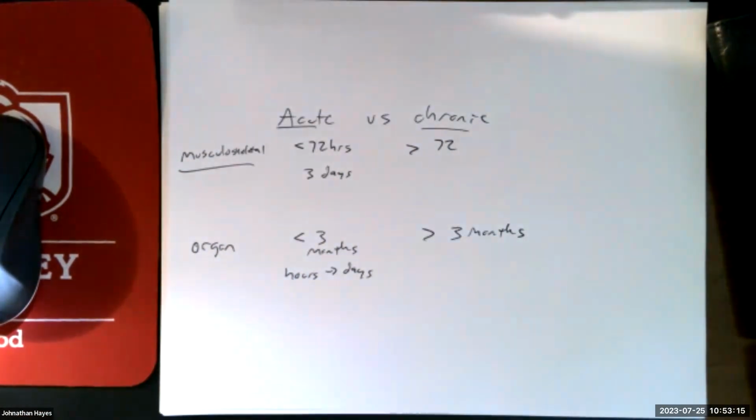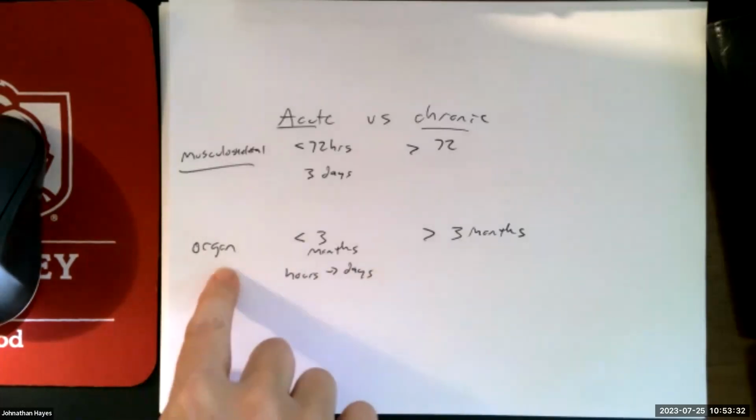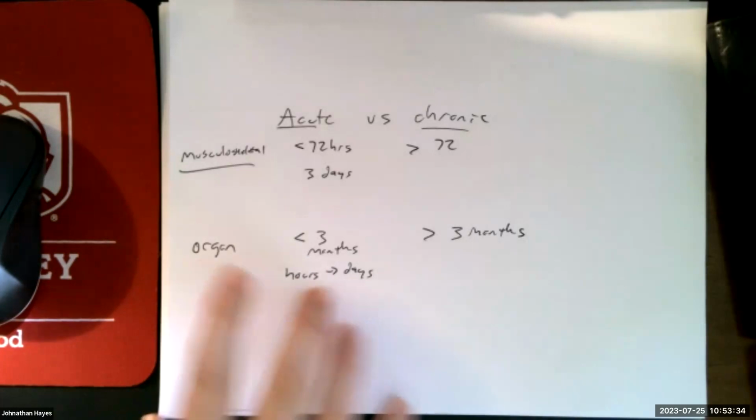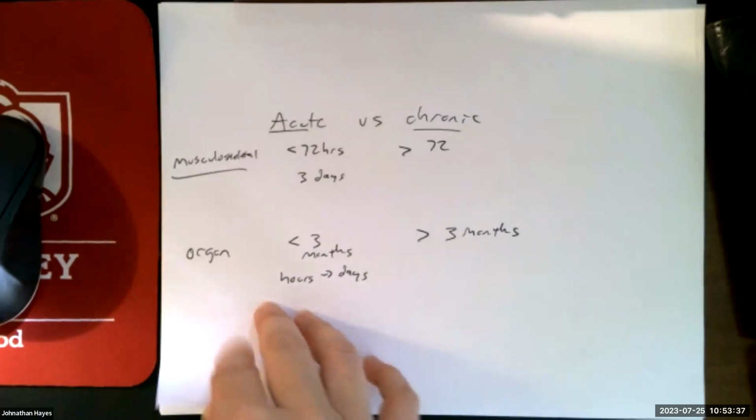Like it just persists a long time. Usually this will be a lifelong disease. It'll last years. But again, acute versus chronic means different things in different contexts. Okay. So with renal disease, obviously, kidneys are organs, so acute would be anything less than 3 months. Chronic would be anything greater than 3 months.